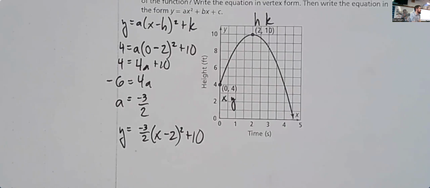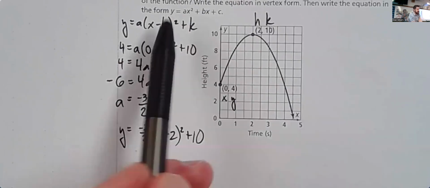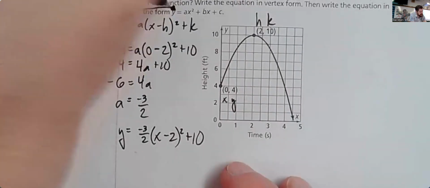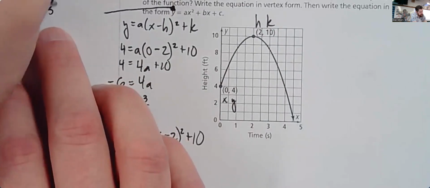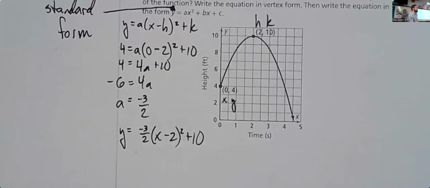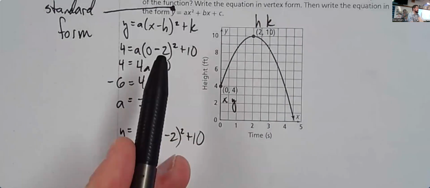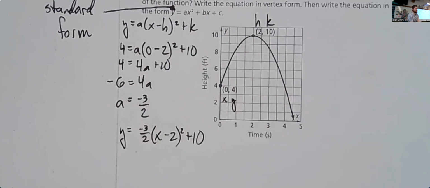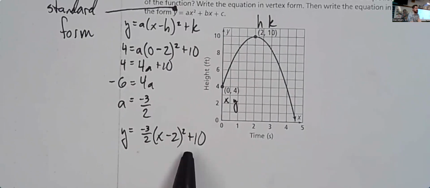Now, in order to get something from vertex form into y equals ax squared plus bx plus c, I'm just going to draw an arrow to this one. That's standard form. So if you want to get from vertex to standard form, both equations, by the way, have y equals on the left. So the only thing we need to do to get from vertex into standard form is expand everything on the right side. So what we have to do is expand (x minus 2) squared. So we have to use FOIL here. And then we have to distribute after that.